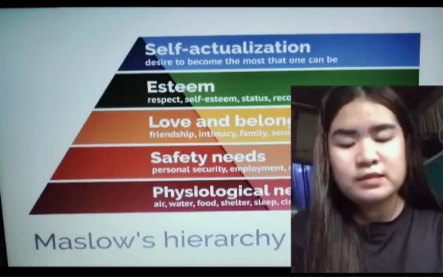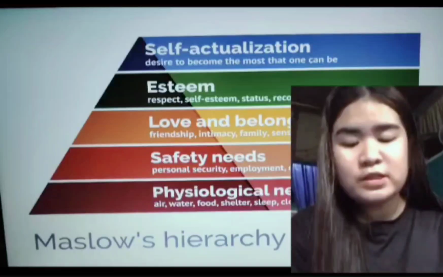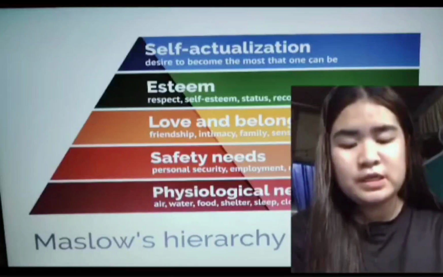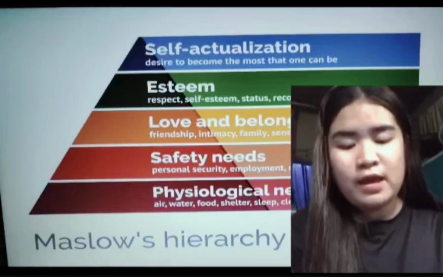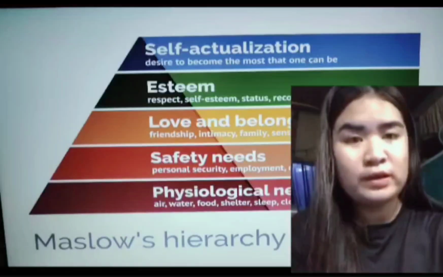Love and belongingness is the third level of human needs in Maslow's hierarchy, focusing on: first is intimate relationship, second is friendship, third is family bond, fourth is community involvement, and last is sense of belonging.